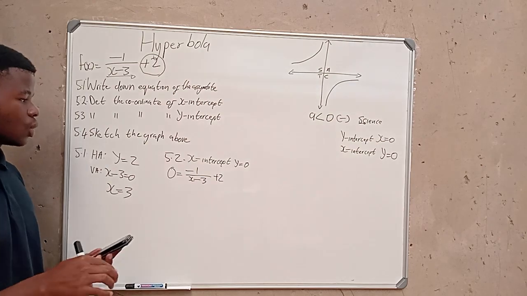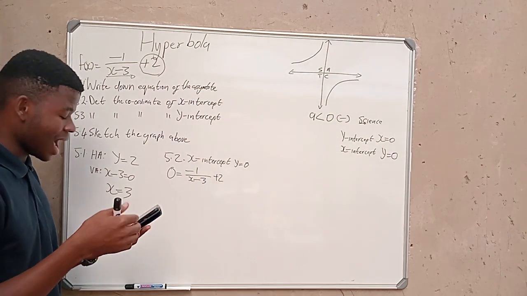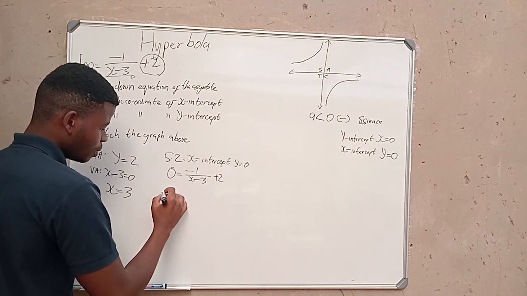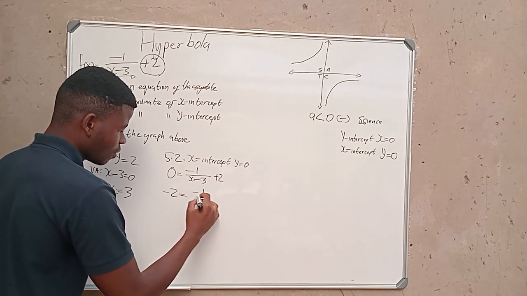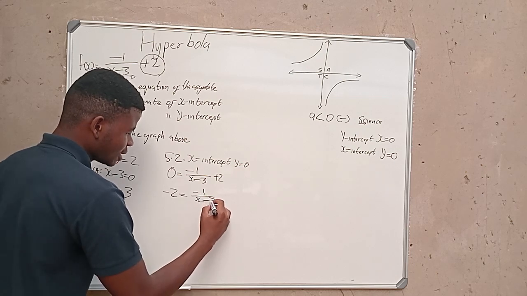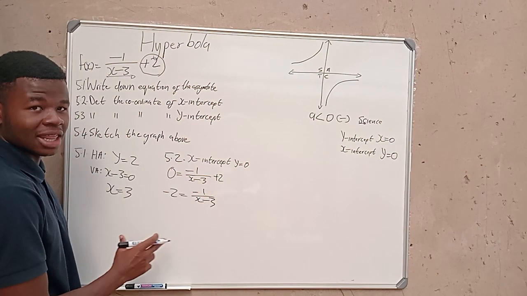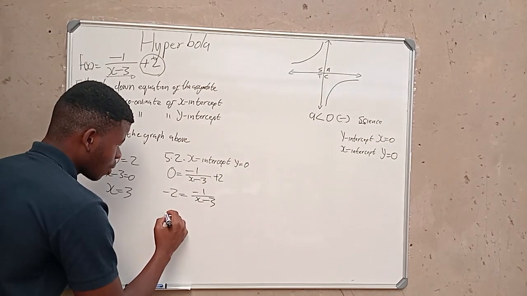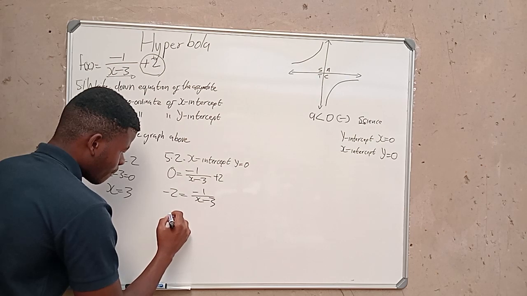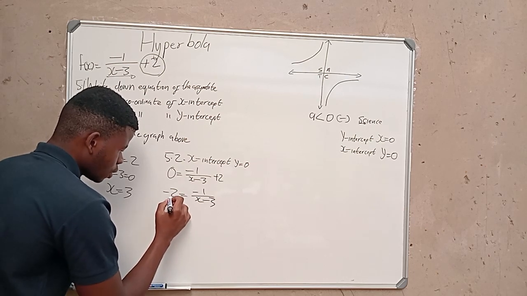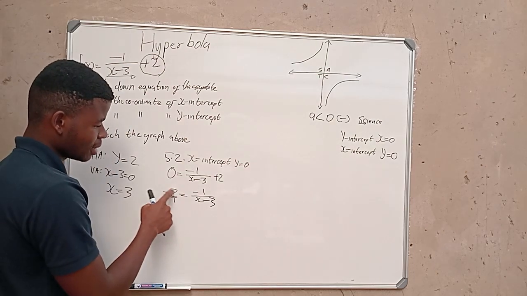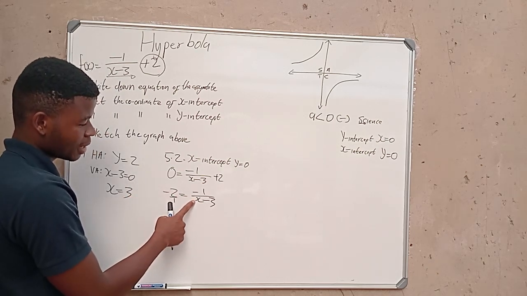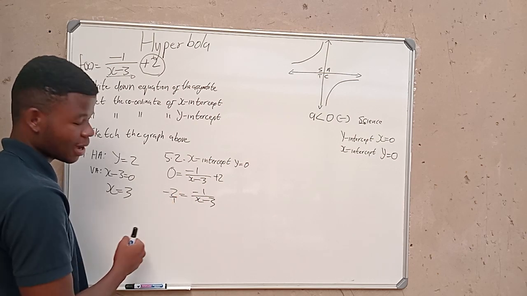Okay, so now we go back to algebra. Because we have plus 2 here, we transpose it. It's going to give us minus 2 is equal to negative 1 over x minus 3. Right? And then you cross multiply. This is over 1, so negative 2 multiplied by the denominator, and the numerator multiplied by the denominator.